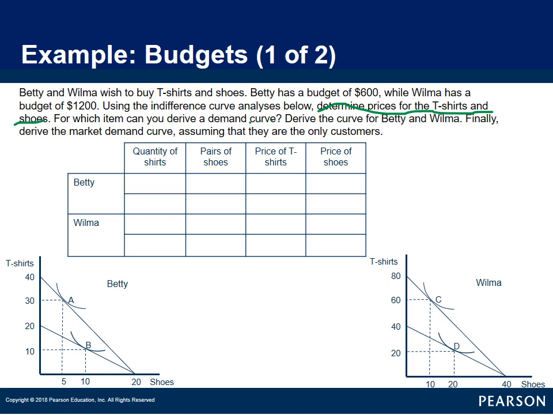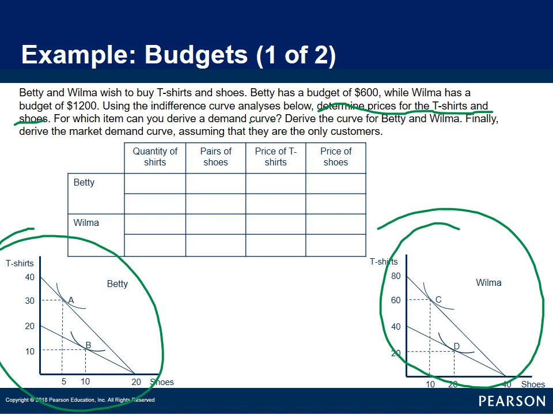Okay, so there's a lot of things they're asking us here. So let's just start with the first one. Determine prices for the t-shirts and the shoes. Given these two graphs down here with indifference curves in them, we need to find the price of the t-shirts and the shoes. We know that Betty's budget is $600 and Wilma's budget is $1,200.